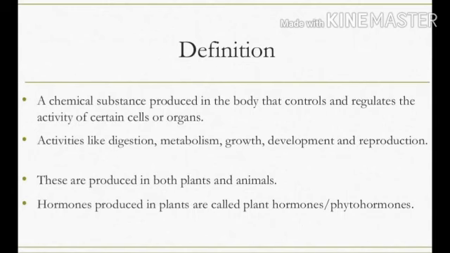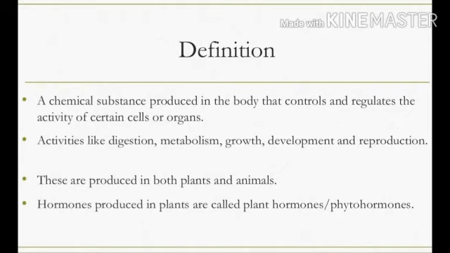First definition. Hormones are chemical substances produced in the body that control and regulate the activity of certain cells or organs. So hormones are chemical substances produced in our body, and the role of the hormone is to control and regulate the activity of certain cells. Activities like digestion, metabolism, growth, development and reproduction are controlled and regulated by these hormones.